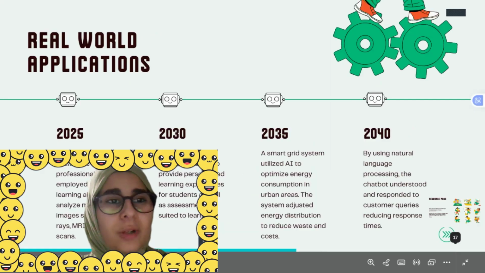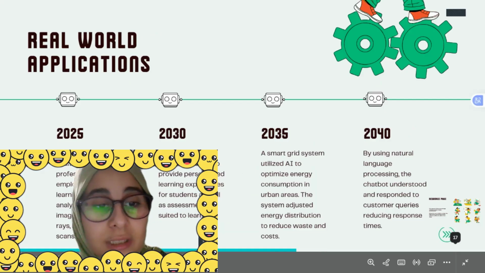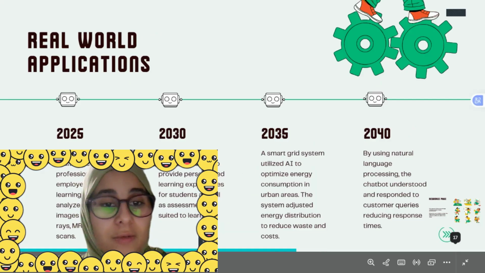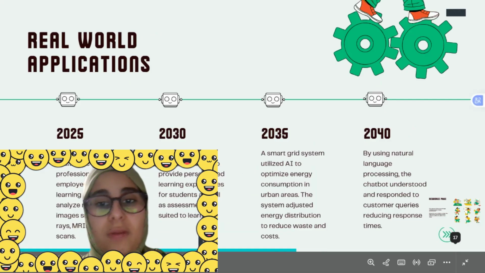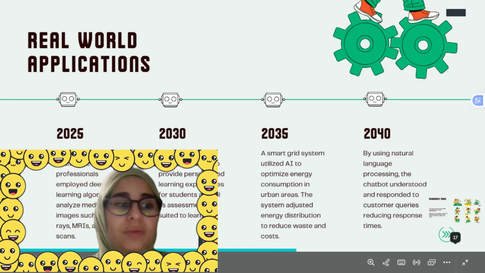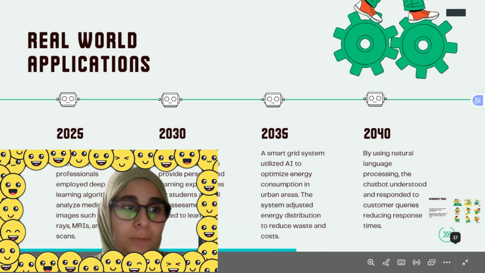Here we have some real-world applications. For example, in healthcare, education, smart grid systems, AI, and natural language processing. All of these are important uses for this technology, right?